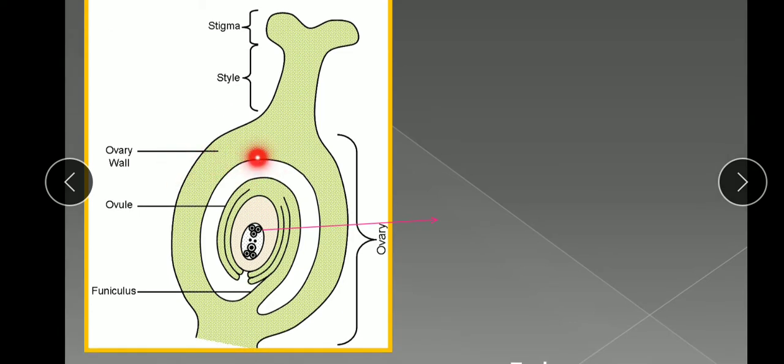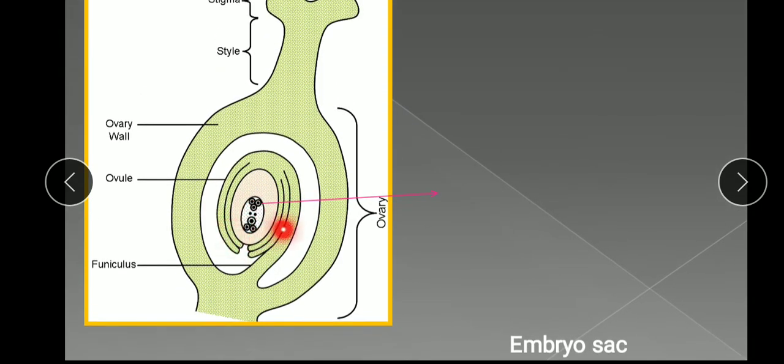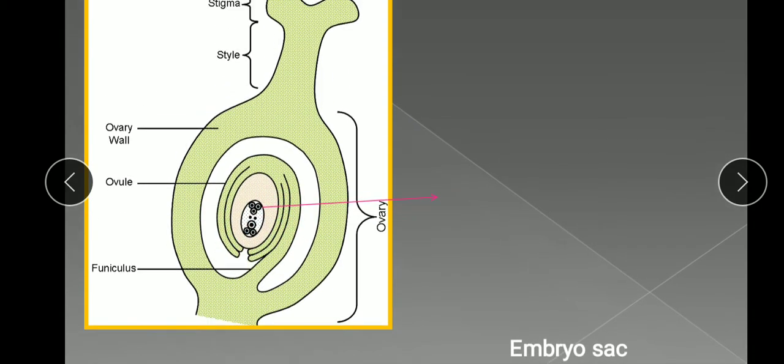Here this ovary contains ovules in it. You can see this is the ovule present in the ovary. This ovule is surrounded by the integuments. You can see these are the outer covering of the ovule. These are known as the integument. An ovule has an opening at one side. You can see this is one opening. This opening is known as the micropyle.